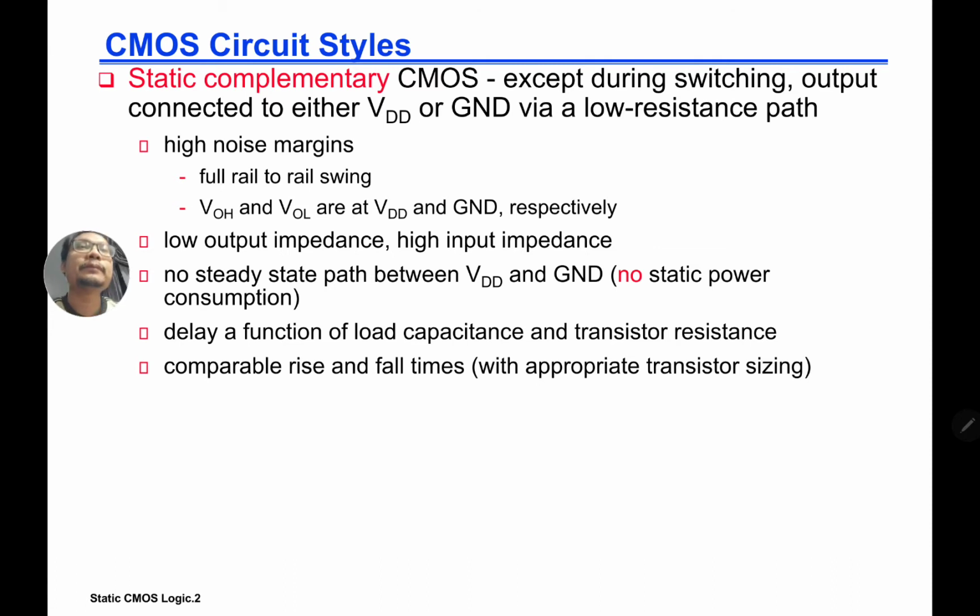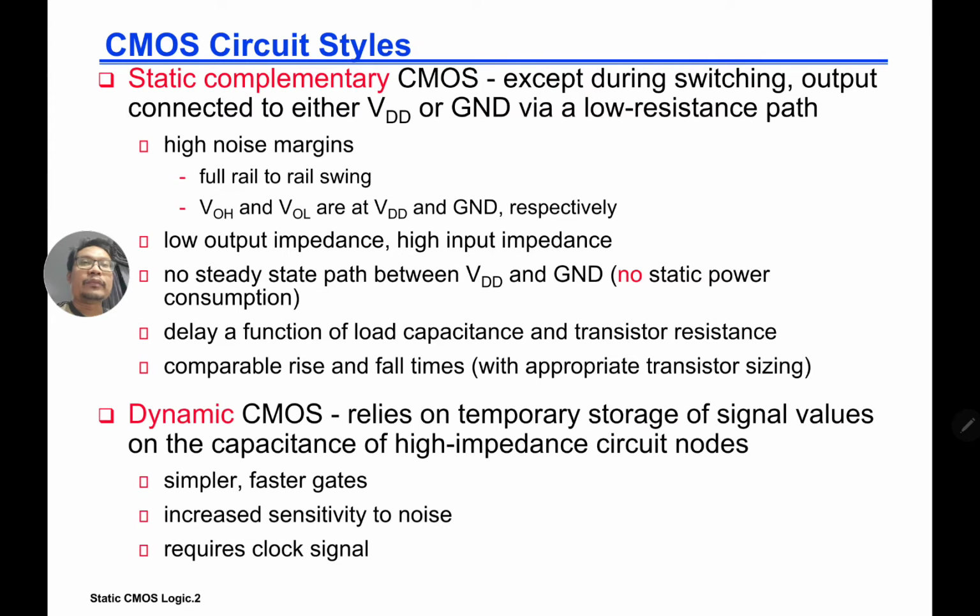Okay, so for this part of the lecture, we're going to talk about the CMOS circuit styles, the static and the dynamic. We have two types of CMOS circuit styles, static and dynamic. The static CMOS is the most common, and the dynamic configuration or dynamic styles is less used compared to the static part. So what's the difference between a static CMOS and the dynamic CMOS?